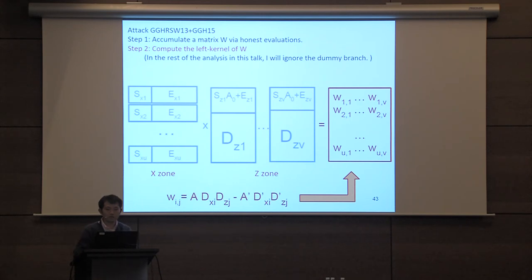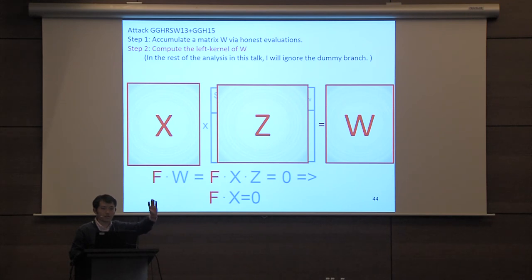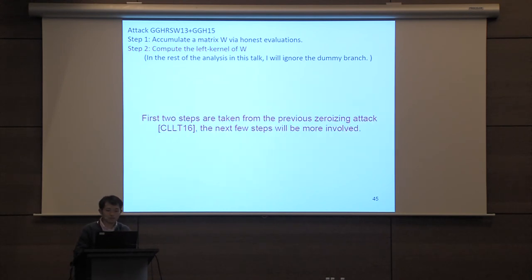The important observation now is, let's take a general view of both of them. The Z branch, the Z box, you take it as a square matrix, is very likely to be full rank in the base ring. So it's not mod Q anywhere, it's in the base ring. Therefore, if you compute the left kernel of W, it will be the left kernel of X, actually. These two steps are the standard zeroizing attack by the previous work of Kwon et al.